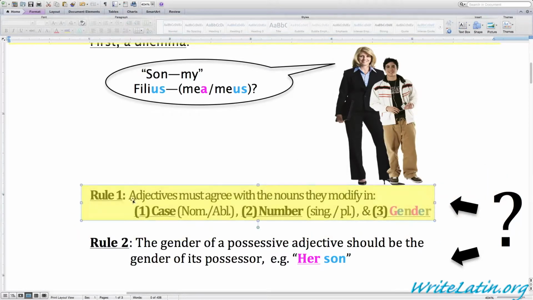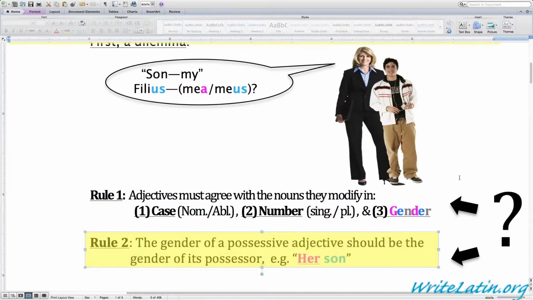The first rule is the same rule that you learned in the previous video, from chapter 1, that adjectives must agree with the nouns they modify in case, number, and gender. If we followed this rule, then she would say filius meus, because the 2 endings would match. The other possibility is what we are more used to in English. According to this possible rule, the gender of a possessive adjective should always be the gender of its possessor. Since she is feminine, we should say her son, or, well, my son. And so we would say mea filius, with the mea indicating that she herself is feminine.